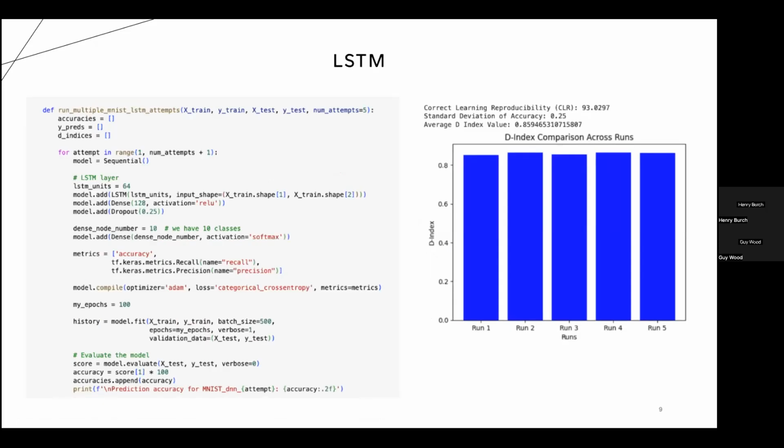The next kind of model that we did was an LSTM, which stands for long short-term memory. And so with this model, again, you can see the code here. So once we ran this function, we were able to get the results again, like we did in the previous slides or with the previous models. And so after we ran this code on our xtrain, ytrain, xtest, and ytest data sets, we ran it 5 times, each time at 100 epochs, and we can calculate the correct learning reproducibility, the CLR, the standard deviation of accuracy, and the average d-index value for all 5 runs. And then we also plotted each d-index value for each run.